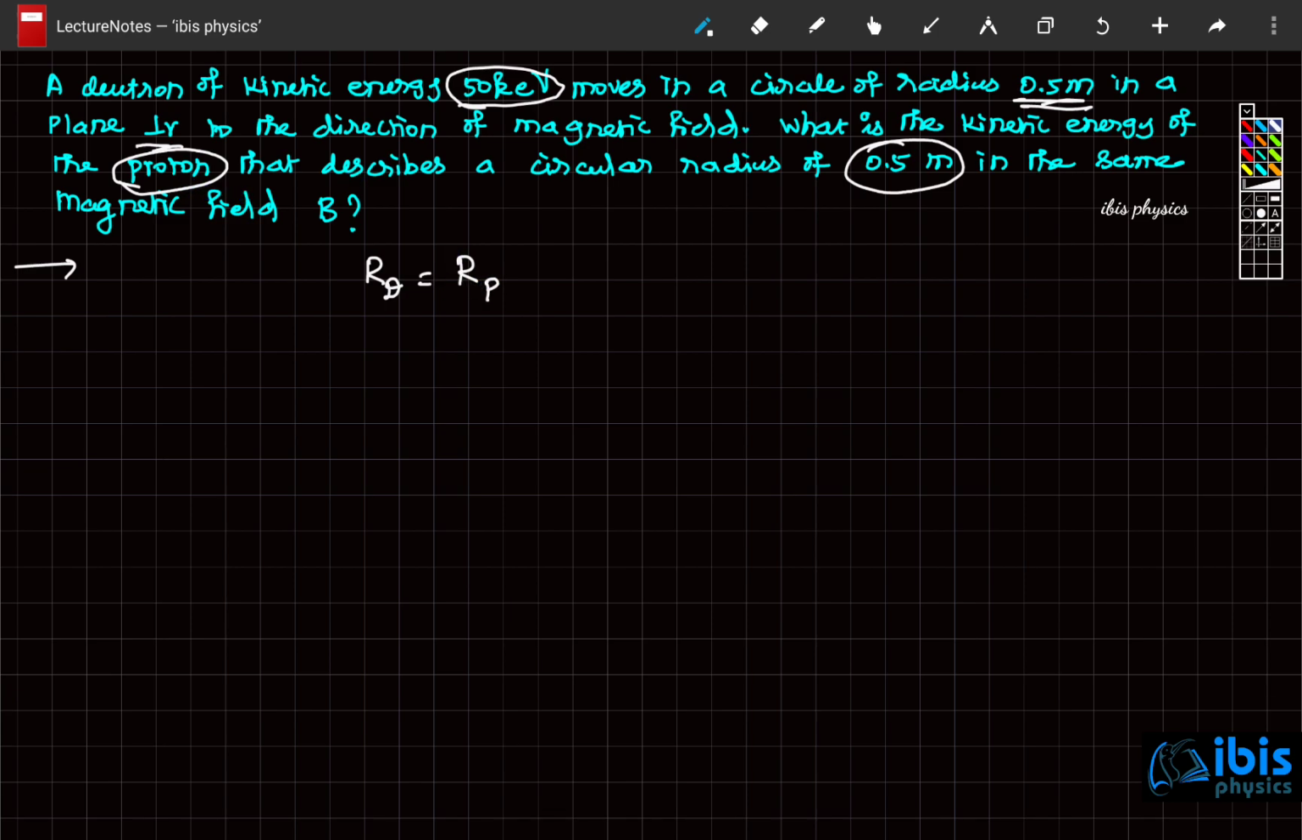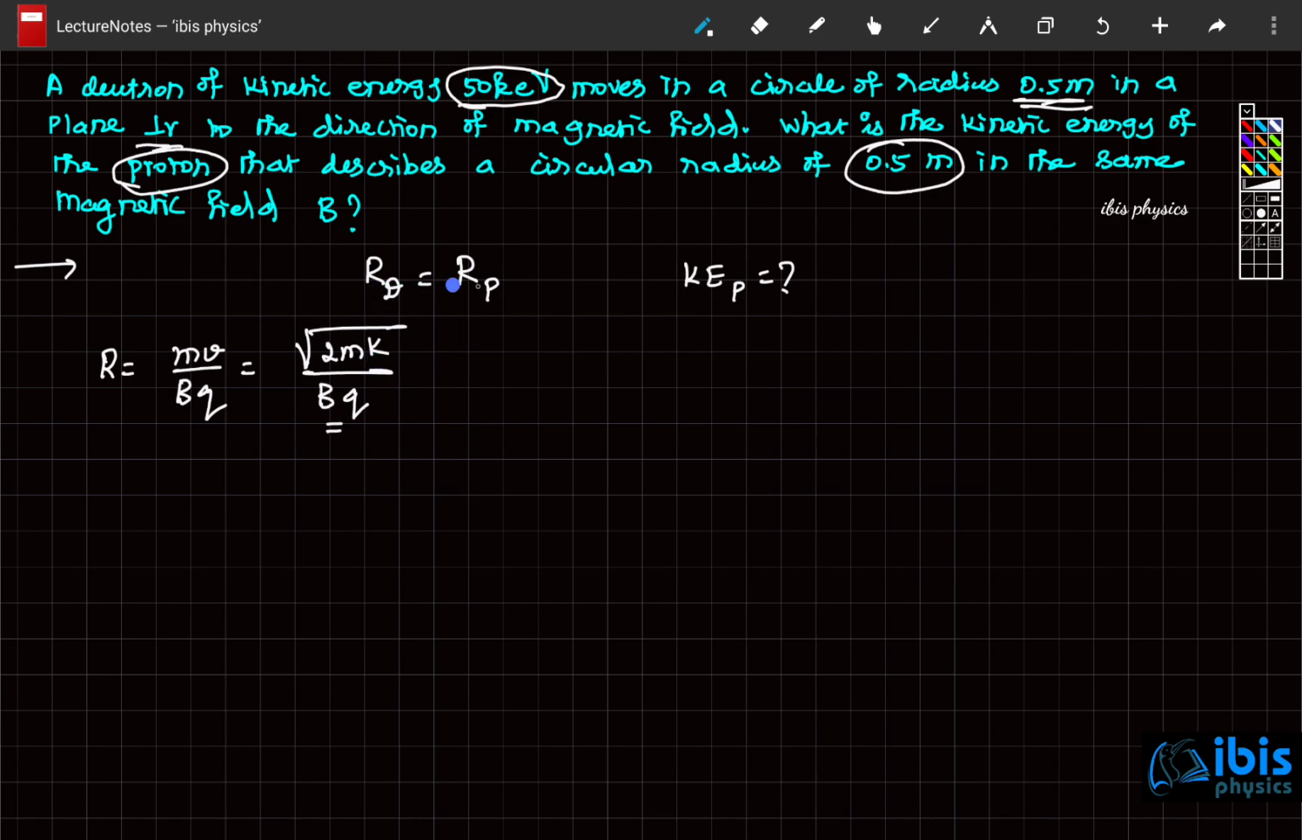So the question asks for the kinetic energy of the proton. These two radii are the same, and we are supposed to find the kinetic energy. Let us go through the formula we worked out for radius. Radius is either mv by bq or root over 2m into kinetic energy by bq. Here they gave the information about the charge and radius, but they wanted to find out the kinetic energy, so we can make use of this relation.